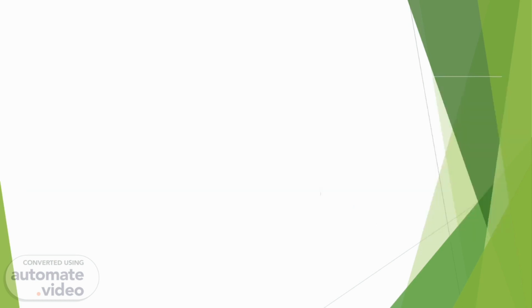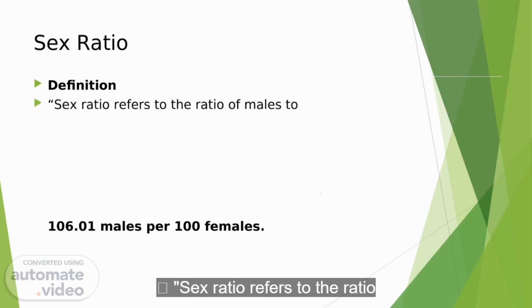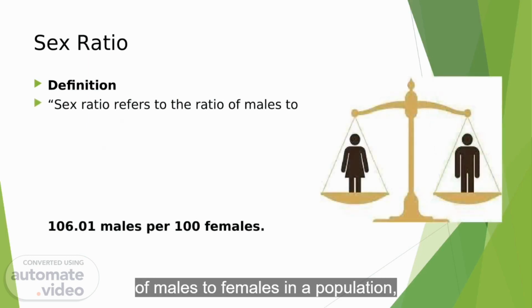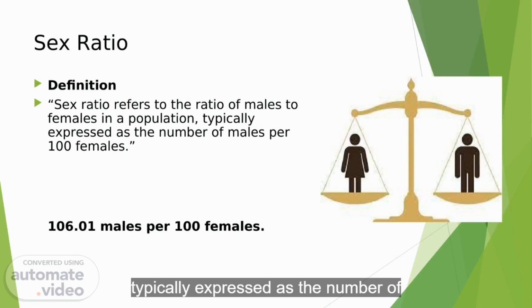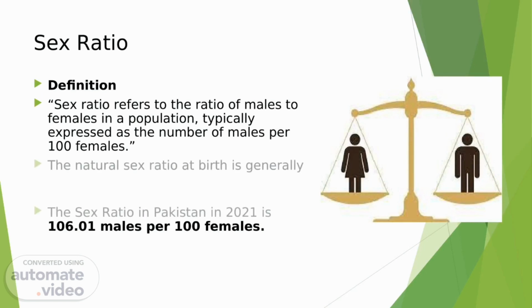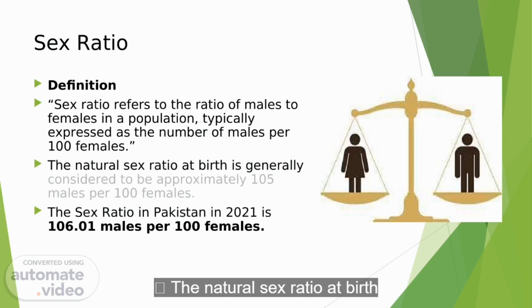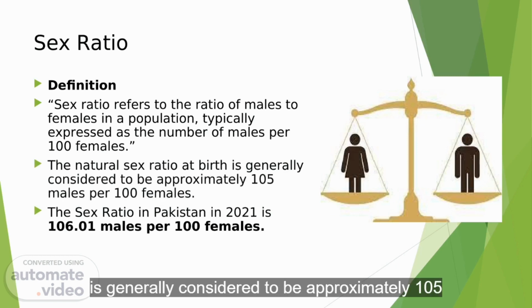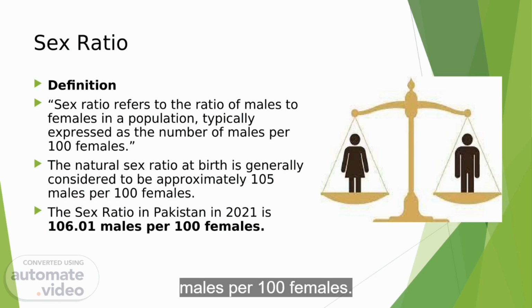Sex ratio. Definition. Sex ratio refers to the ratio of males to females in a population, typically expressed as the number of males per 100 females. The natural sex ratio at birth is generally considered to be approximately 105 males per 100 females. The sex ratio in Pakistan in 2021 is 106.01 males per 100 females.